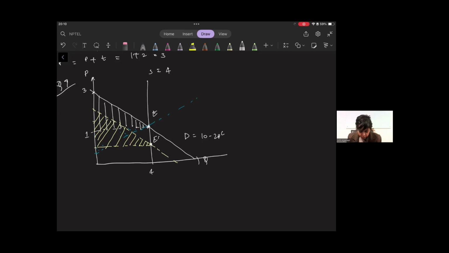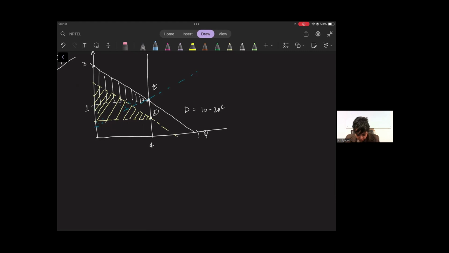And where is the other color? Yeah. Now, in this case, as you can see, there is again, at least from what I can see, no change in the producer surplus. Give me a moment to think, even I'm confused.